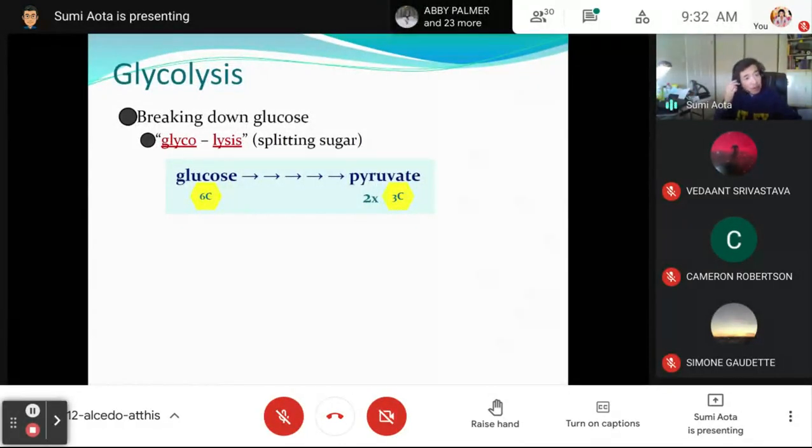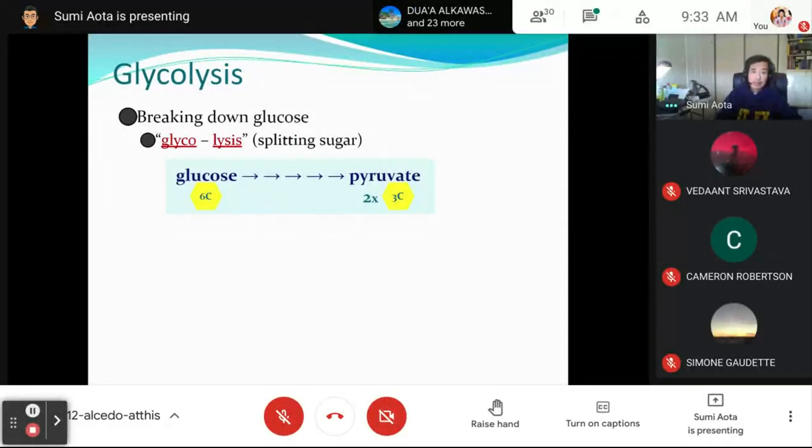Okay. So we're breaking down glucose, right? Splitting sugar. What we're literally doing is taking a 6-carbon glucose molecule, and through a series of 10 enzymatically driven steps, we're going to break it down into 2 molecules of a 3-carbon sugar called pyruvate. Okay? So we're going from glucose to pyruvate.